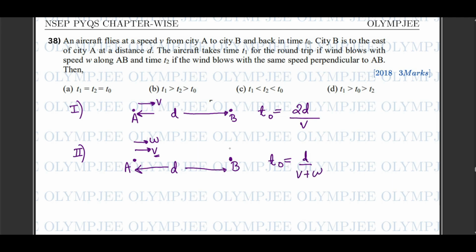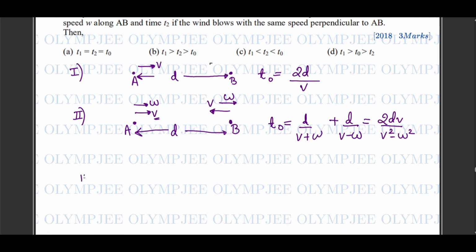But when the plane is returning, V is in the minus i direction, but W is in the plus i direction. So it becomes 2dV divided by V square minus W square.